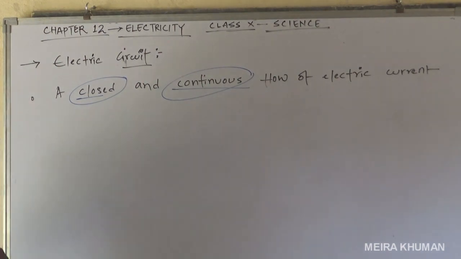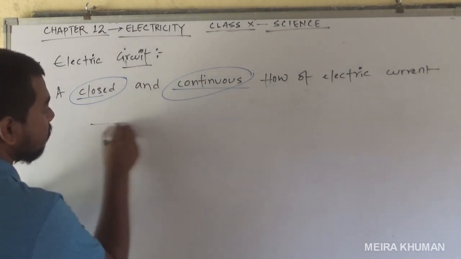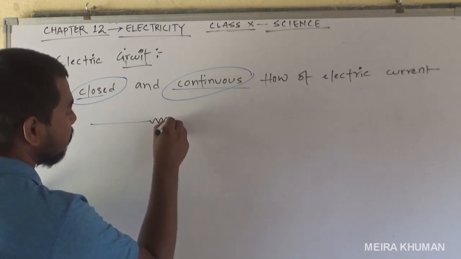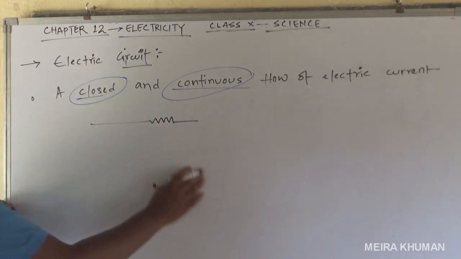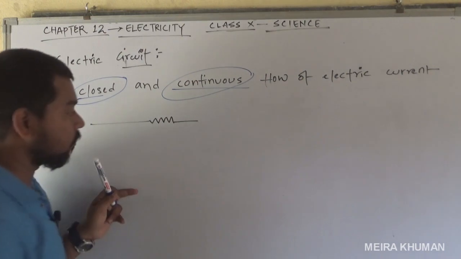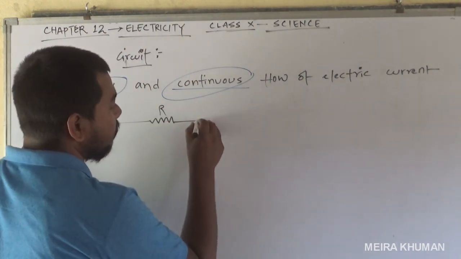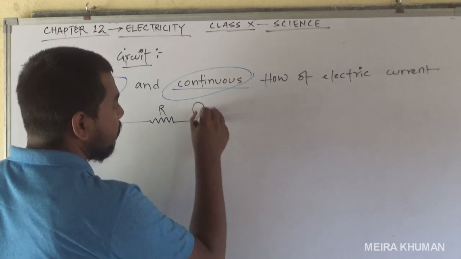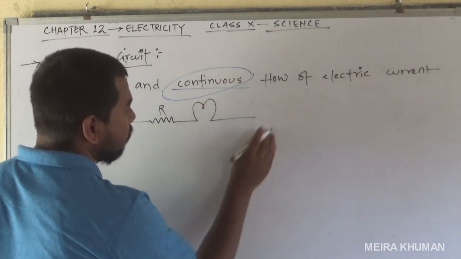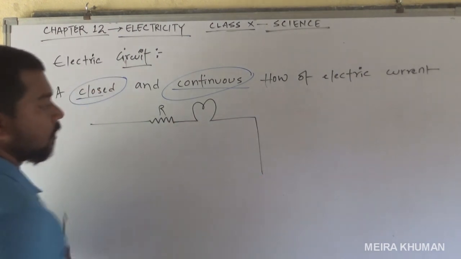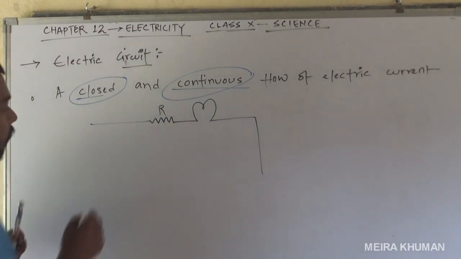So in general, an electric circuit seems to be like this. So this is a resistor. I will be describing all of these electrical appliances later; for now let us see only. This is an electric resistance R. Say this is an electric bulb. Now these are the wires, right? All the straight lines are simply the connecting wires.